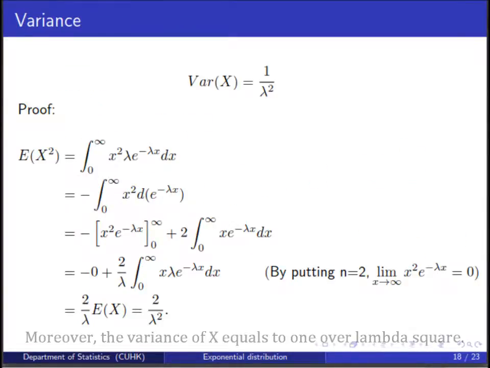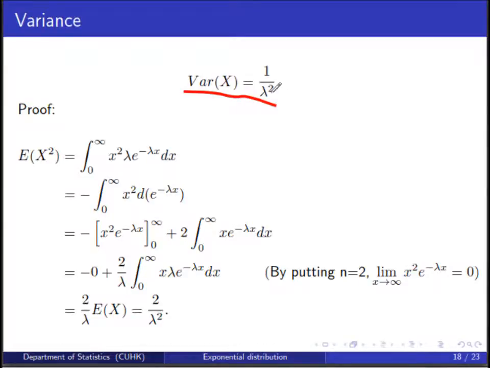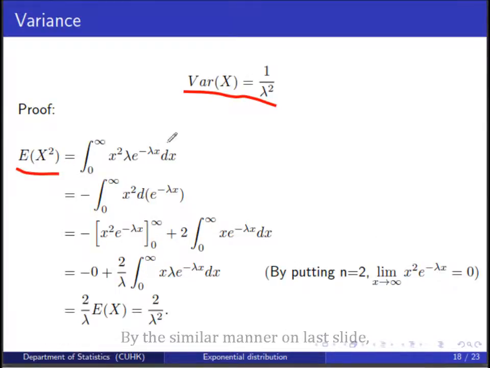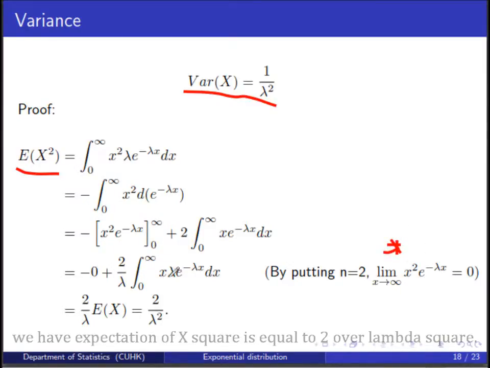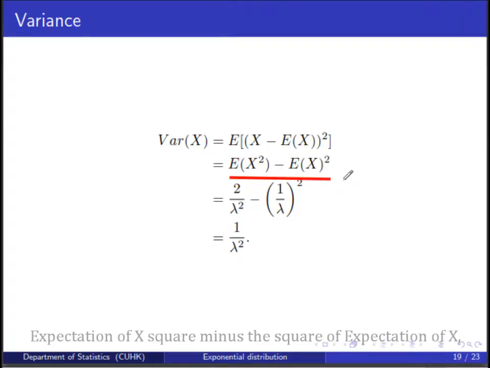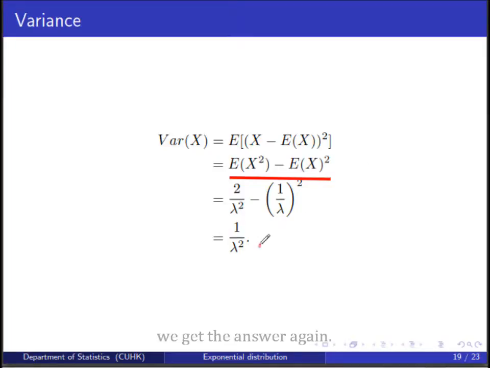Moreover, the variance of X equals 1 over lambda squared. Firstly, we find the value of the expectation of X squared. In a similar manner to the last slide, putting n equal to 2 in this expression, we have the expectation of X squared equal to 2 over lambda squared. And using the formula that variance of X equals expectation of X squared minus the square of expectation of X, we get the answer again.